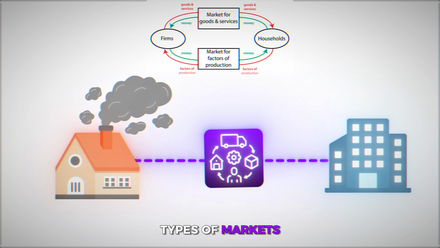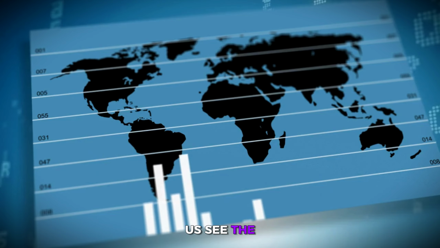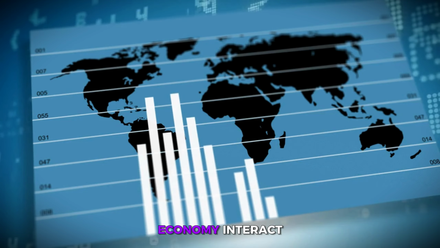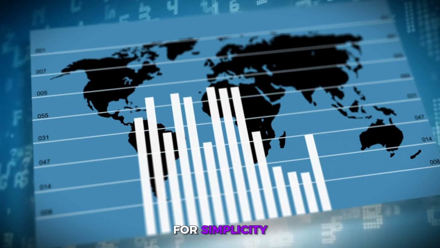There are two types of markets here: the market for goods and services and the market for factors of production. Money flows in one direction, while goods, services, and resources flow in the other. This model helps us see the big picture of how different parts of the economy interact, even though it leaves out things like government and international trade for simplicity.